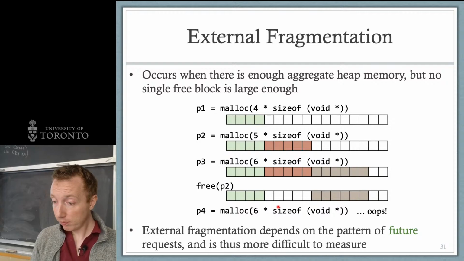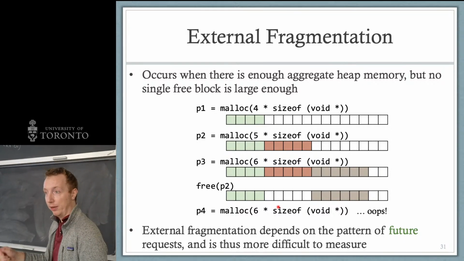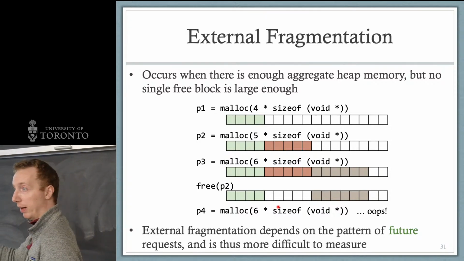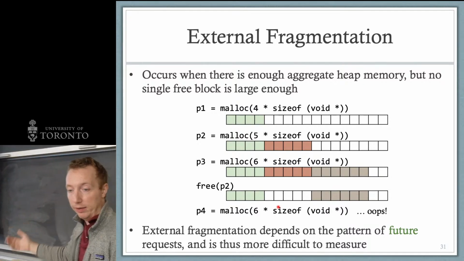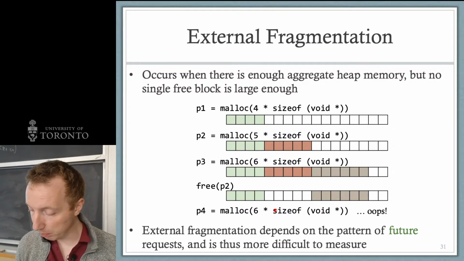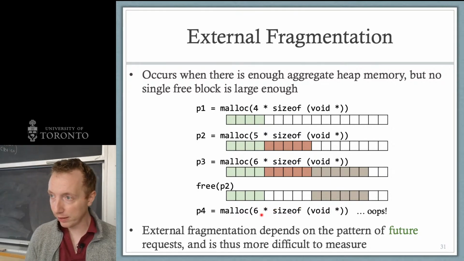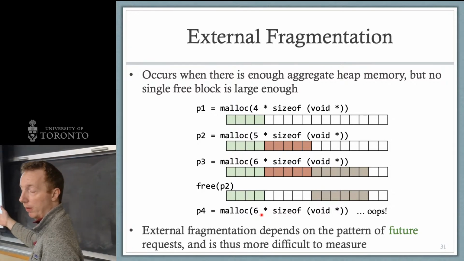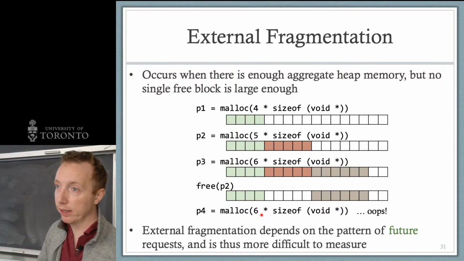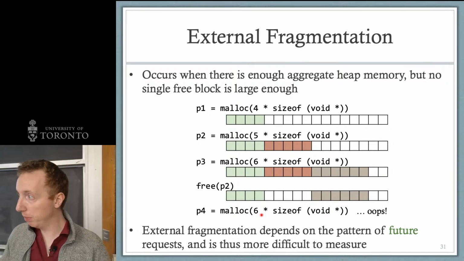So the external fragmentation depends on future requests. If I can't fulfill any future requests, then that is external fragmentation, so it's a bit harder to measure. Because in this case, if the user requested, I don't know, even 5 bytes or 2 bytes or something like that, I could satisfy the request and be all good.